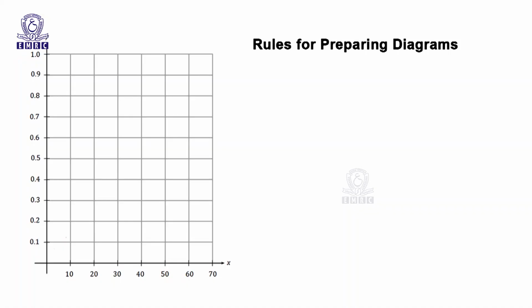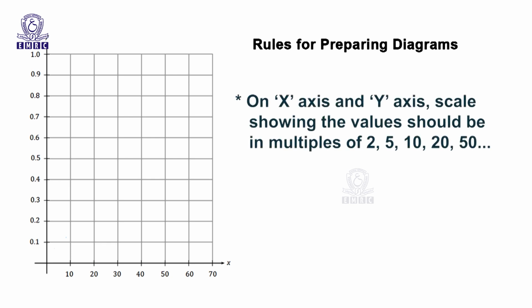1. You must have noted that the diagrams must be geometrically accurate. Therefore, they should be drawn on the graphic axis, that is, x axis horizontal line and y axis vertical line. However, the diagrams are generally drawn on a plain paper after considering the scale. 2. While taking the scale on x axis and y axis, you must ensure that the scale showing the values should be in multiples of 2, 5, 10, 20, 50, etc.